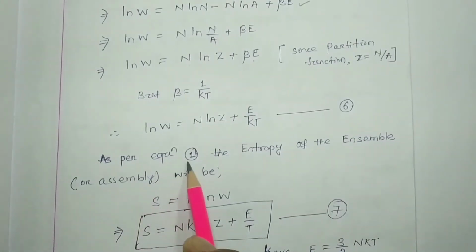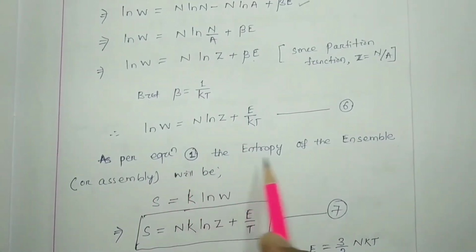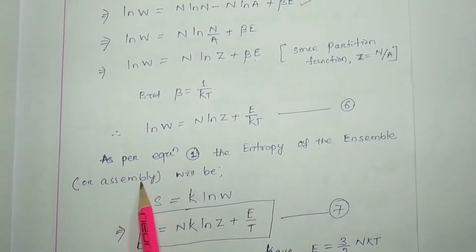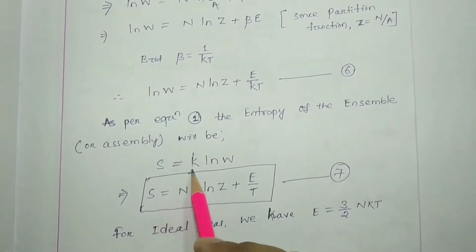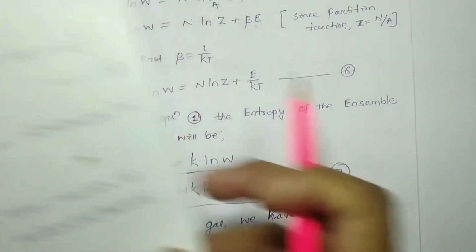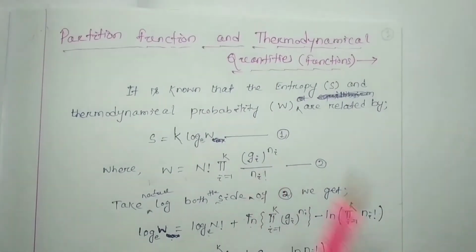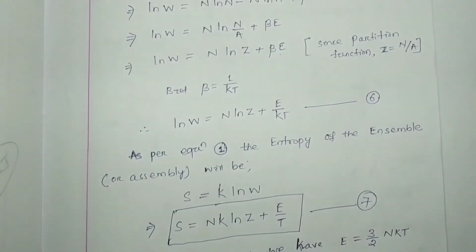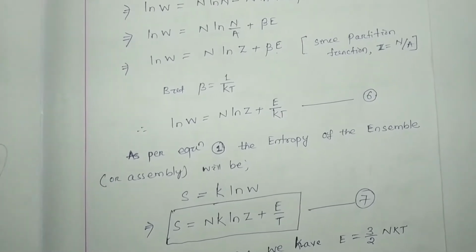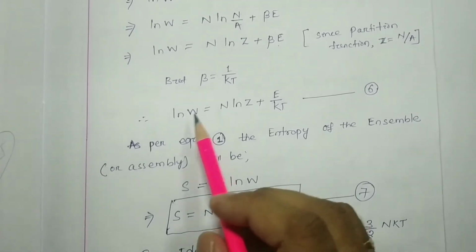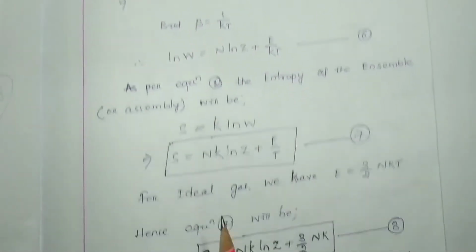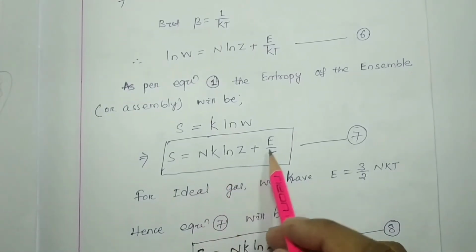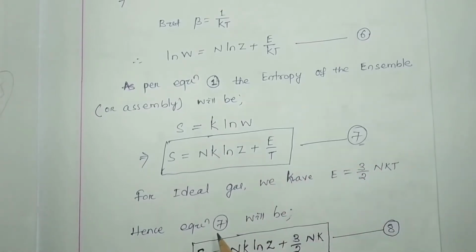As per equation number 1, the entropy of the ensemble or assembly will be, equation number 1 is nothing but S equal to K ln W, right? Now we have to put the value of ln W there to find the entropy. So instead of ln W, if we put this much, then it will be N K ln z plus E by T, equation number 7.